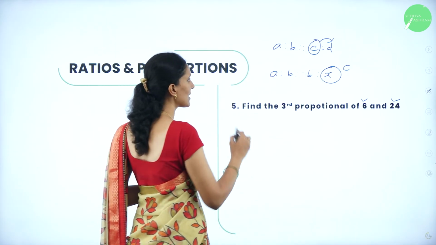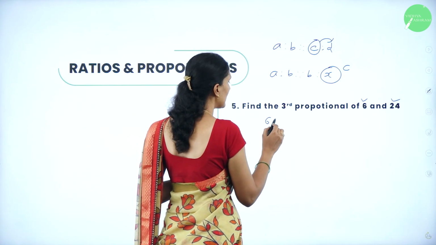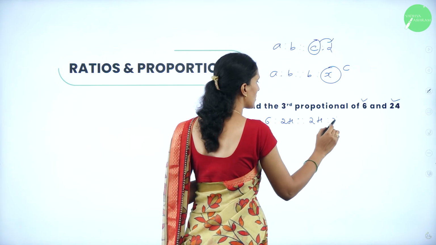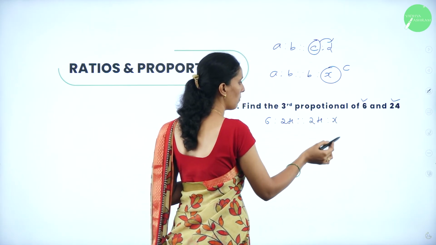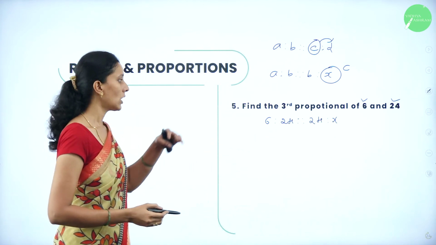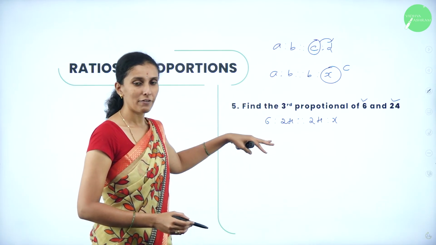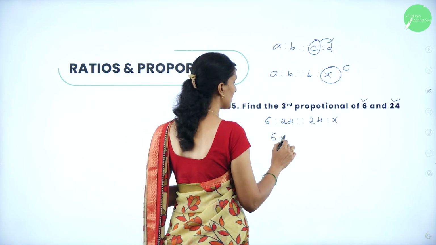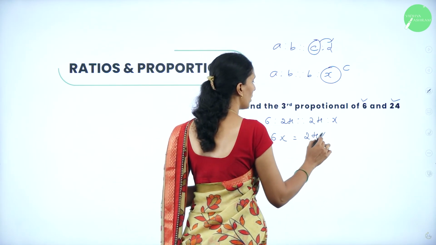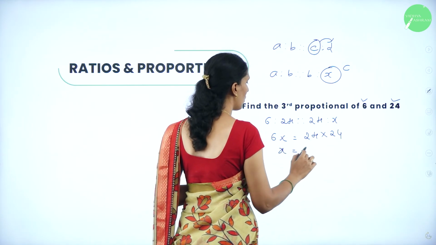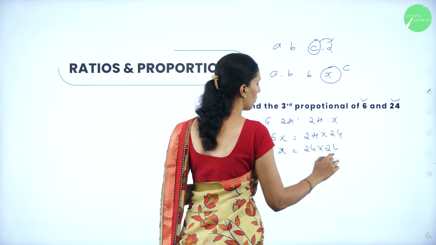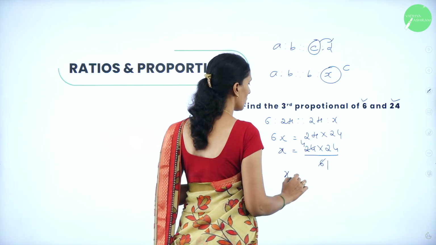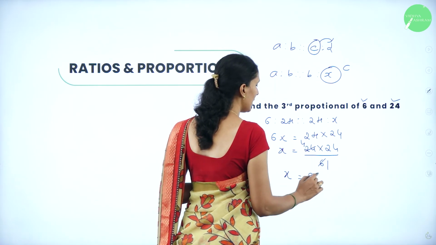So if I write this in the form of third proportional, this is 6 is to 24, 24 is to x. So this is your first proportional, second proportional and the third proportional. The third proportional means you should write this in the form of mean proportion. Now, what is the product of extremes? 6x. So this is 24 into 24. x is equal to 24 into 24 divided by 6. 6 ones are, 6 fours are. So x is equal to 96.